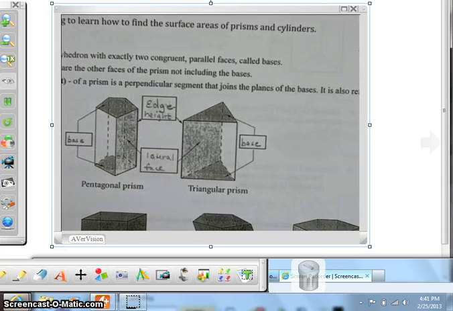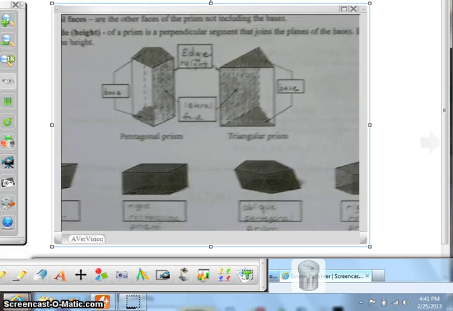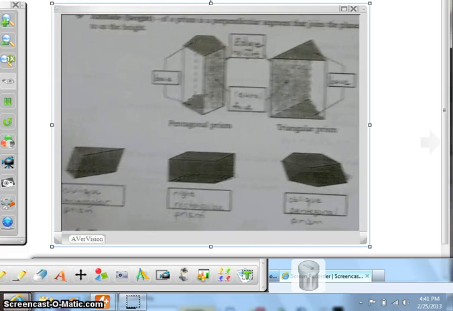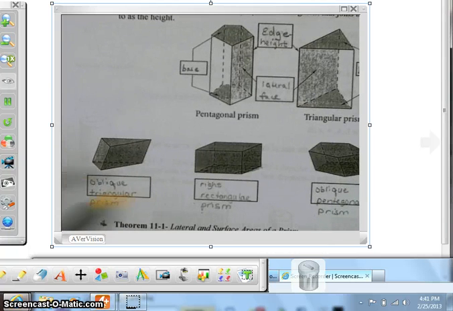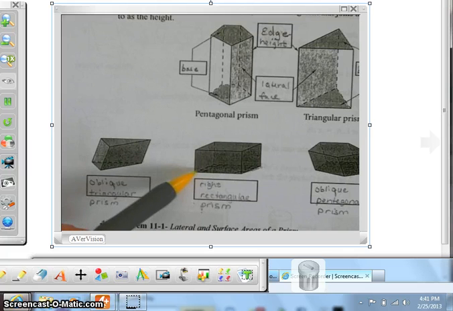All right, now let's look at a couple of different types of prisms. We have two types that we want to talk about, what we call an oblique and a right. If the prism is slanted, it's called an oblique prism. The first one is an oblique triangular prism, and we call it a triangular prism because the base is a triangle. The second one is a right prism because it's standing straight up at a 90-degree angle, and the base is a rectangle, so we call it a right rectangular prism.